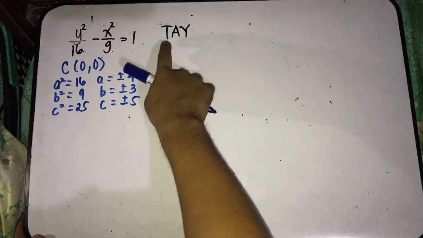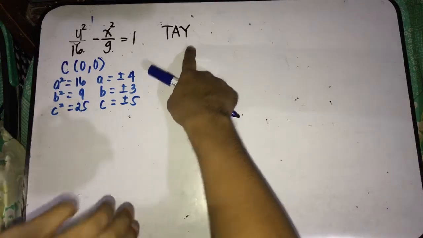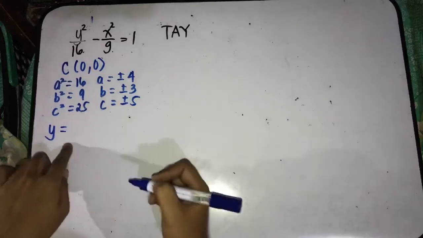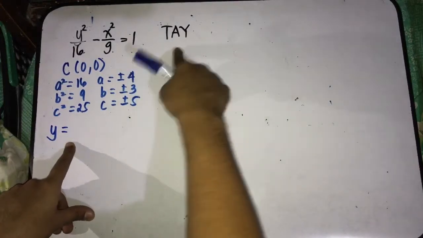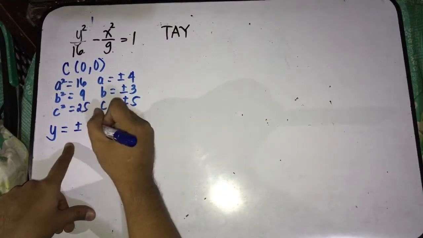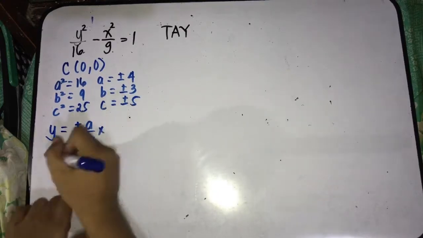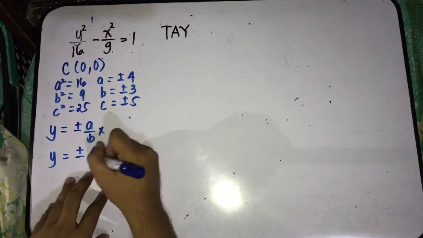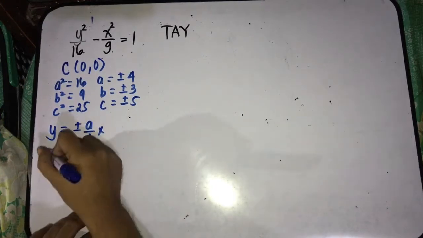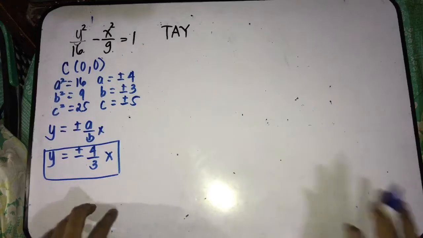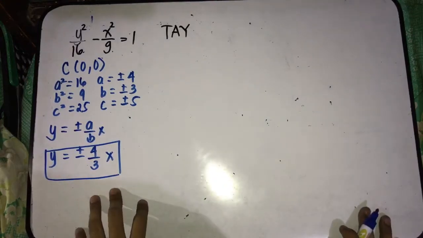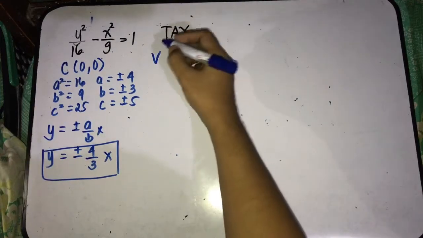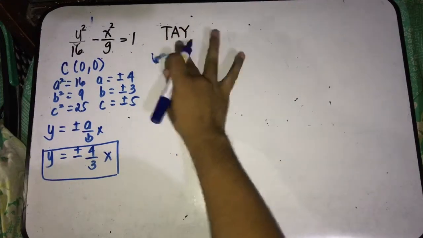Since this is transverse axis y, in order for us to solve for the vertices and the foci, we'll be changing the y coordinate of the center. But now let us first get the equation of the asymptotes. The equation of the asymptotes is y is equal to plus minus a over b x. Therefore, that is y is equal to plus minus 4 over 3 x.